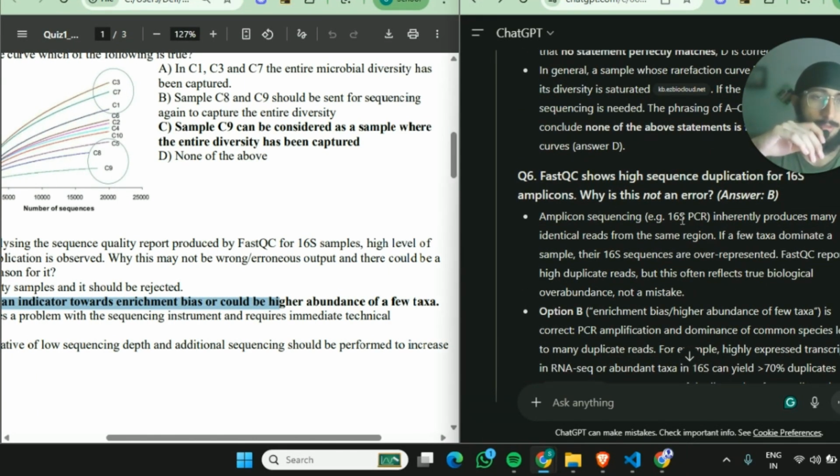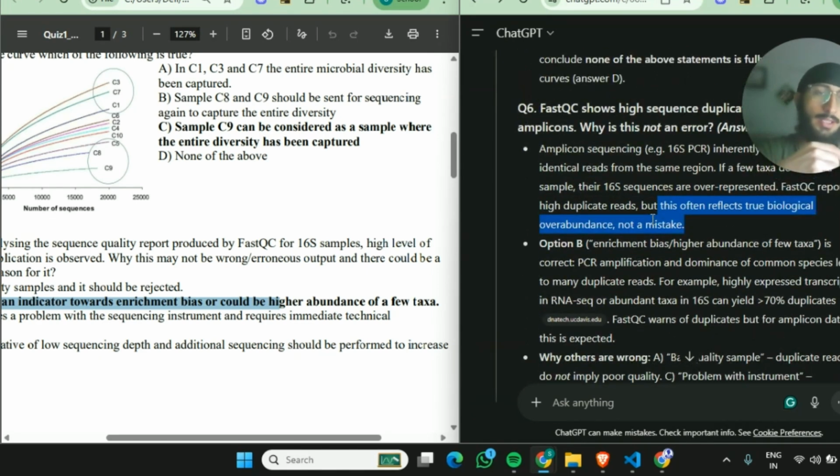Amplicon sequencing, for example 16S PCR, inherently produces many identical reads from the same region. If a few taxa dominate a sample, the 16S sequences are overrepresented. FastQC reports high duplicate reads, but this often reflects true biological overabundance, not a mistake. Option B, enrichment bias or higher abundance of few taxa, is correct.